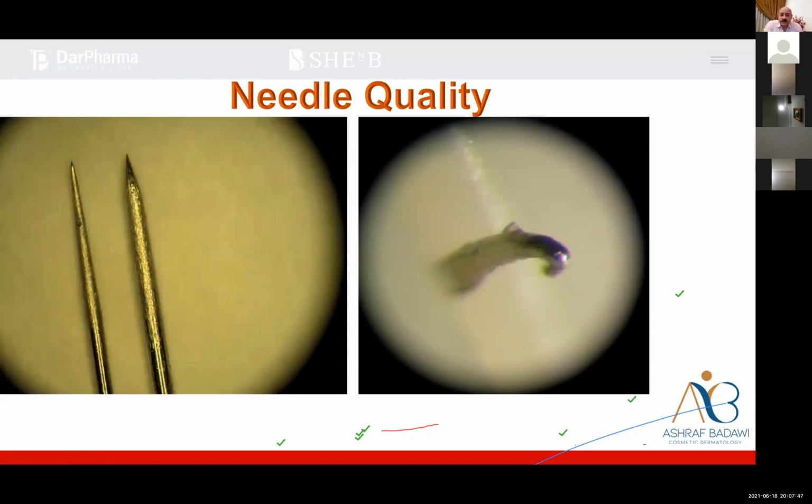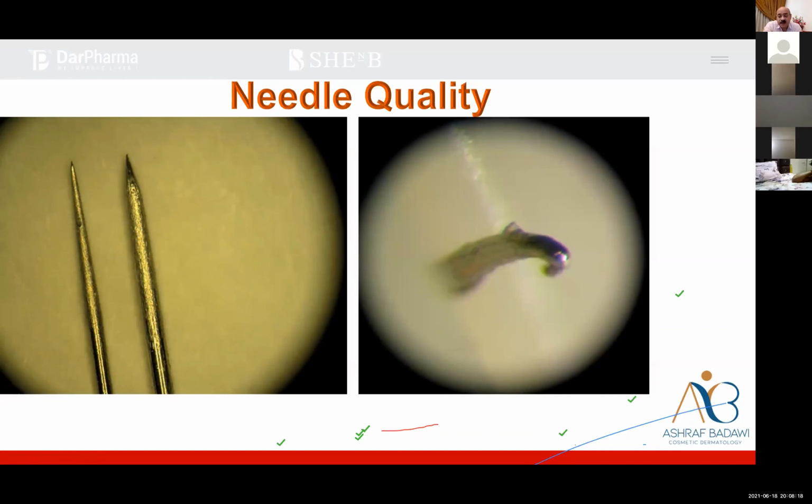One important factor which is really making a big difference, in my opinion, is the needle quality. If we have a thin needle, it's going to be much less painful than a thicker needle. The thicker needles are going to be associated with more pain than the thinner needle. However, with the thinner needle, if it is not of good quality, it's going to bend with the multiple insertions into the skin, and this is not good.